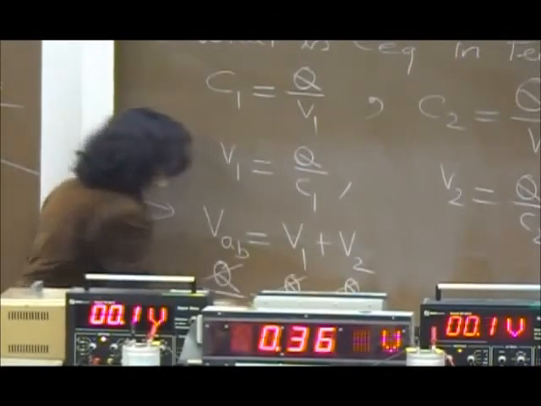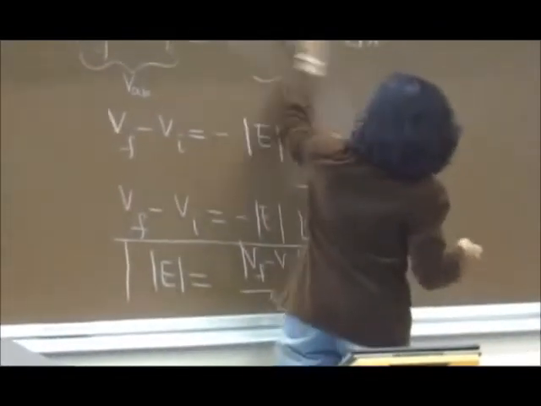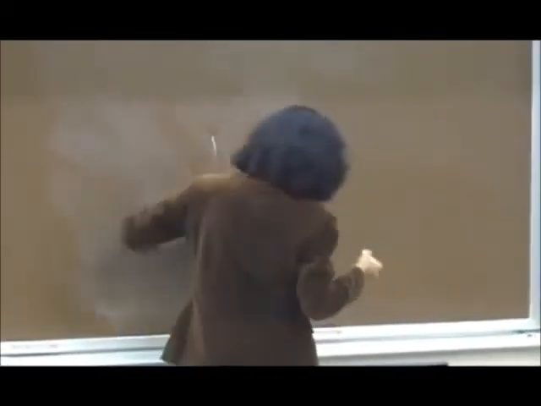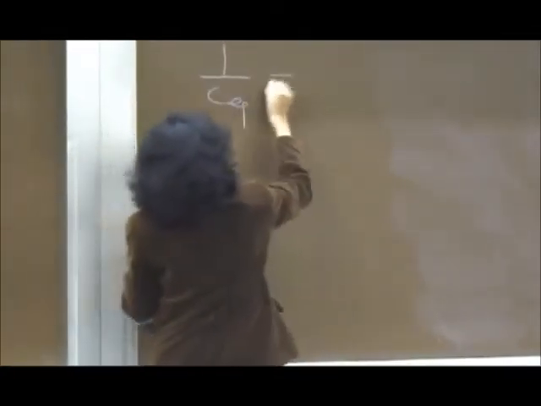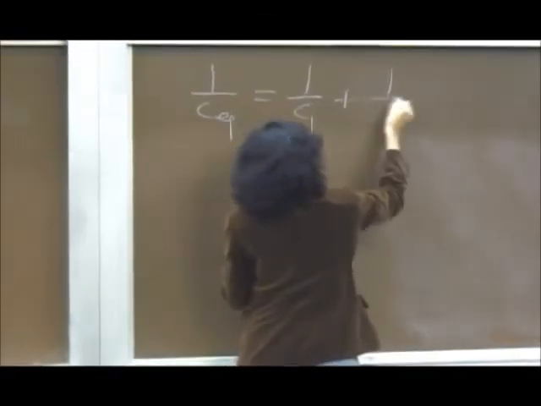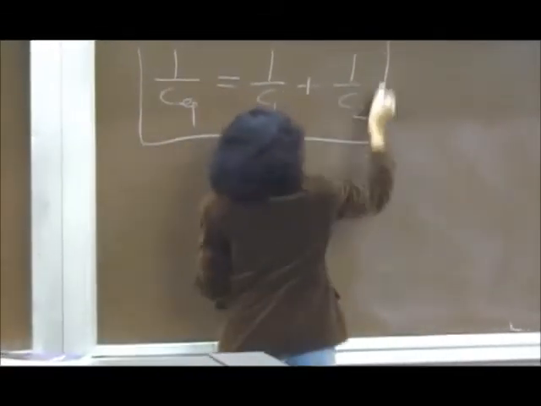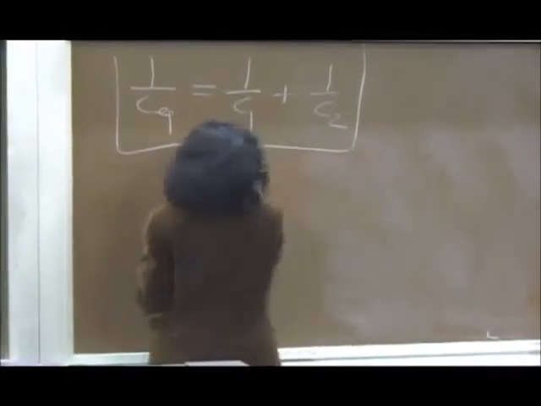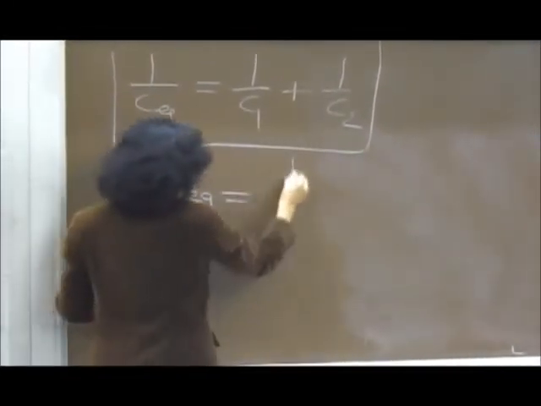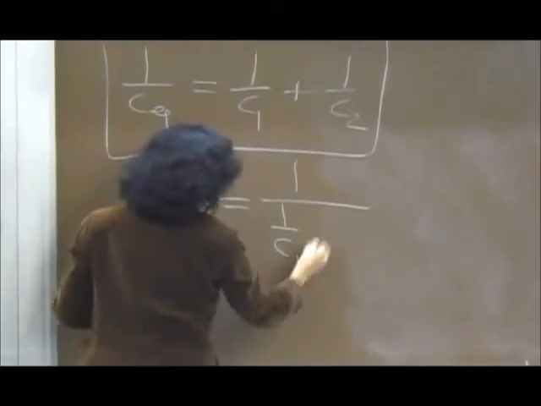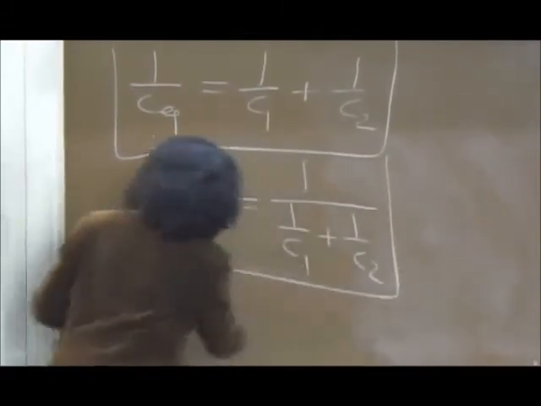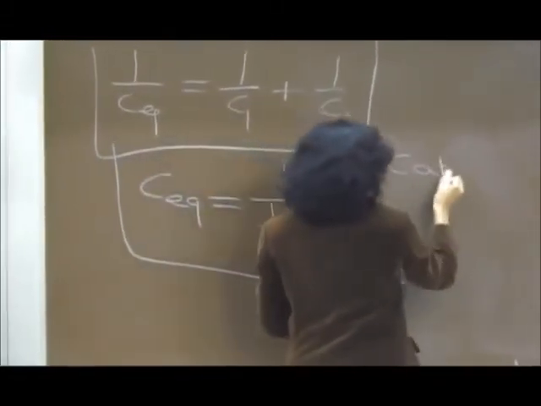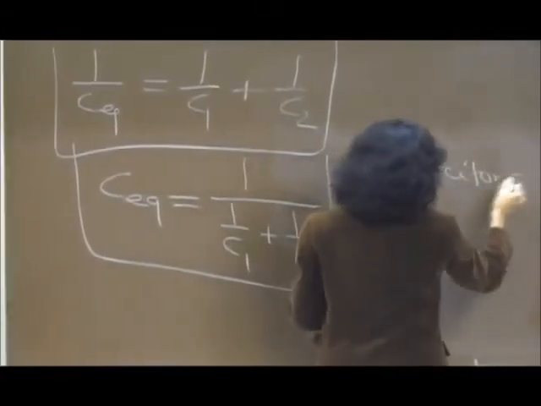All the Q's get cancelled, divide throughout by Q, and what we end up with is this: 1 over C equivalent is equal to 1 over C1 plus 1 over C2. This is the equivalent capacitance of capacitors in series. Another way to say it is 1 over C equivalent is 1 over C1 plus 1 over C2. This is for capacitors in series.